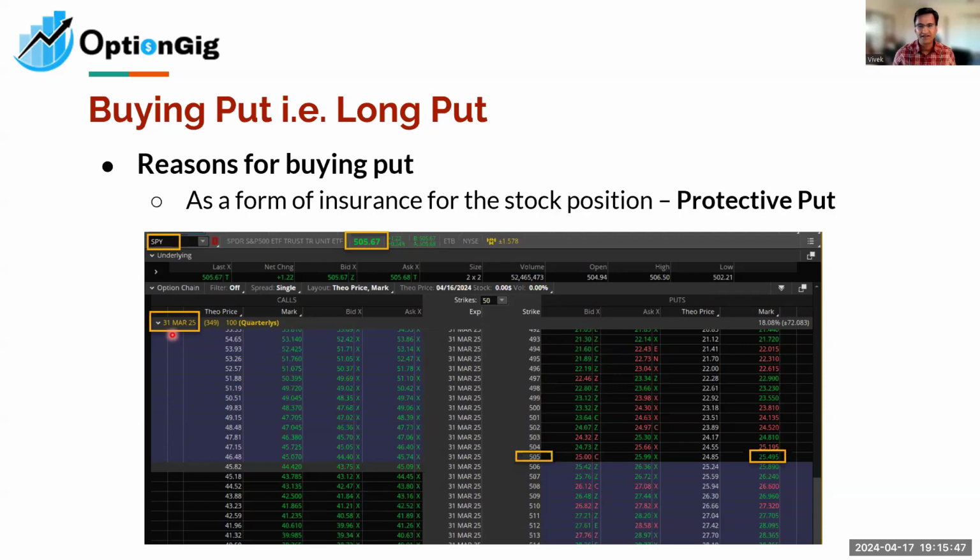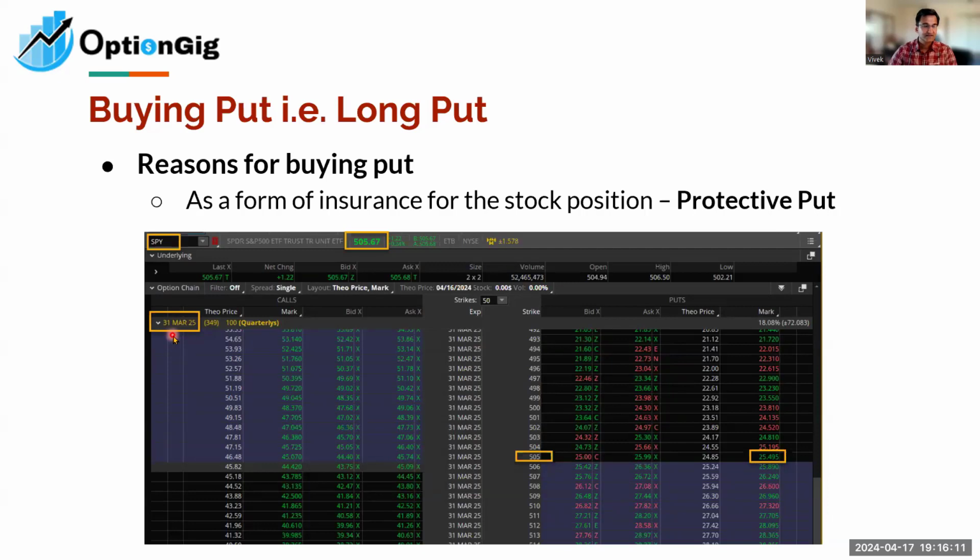Or you can pick up whatever reason, right? Something that you really, really need to have money for, maybe for a medical procedure. And I want to make sure that on 31st March 25, I will have an ability to sell my SPY position at $505. I don't care where the market will go.